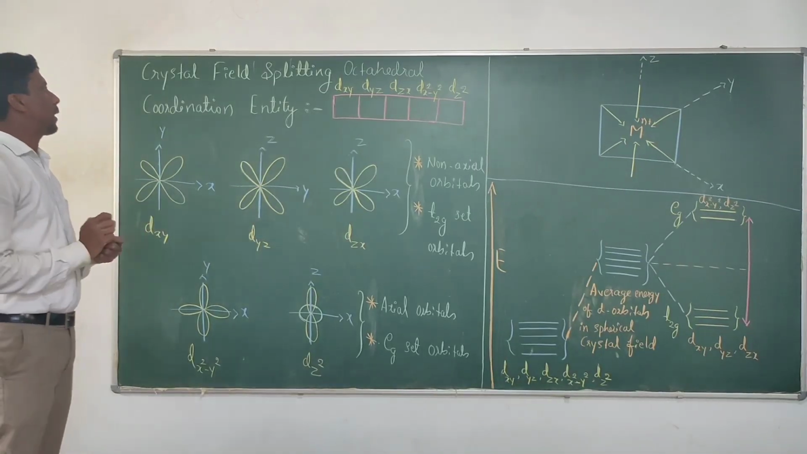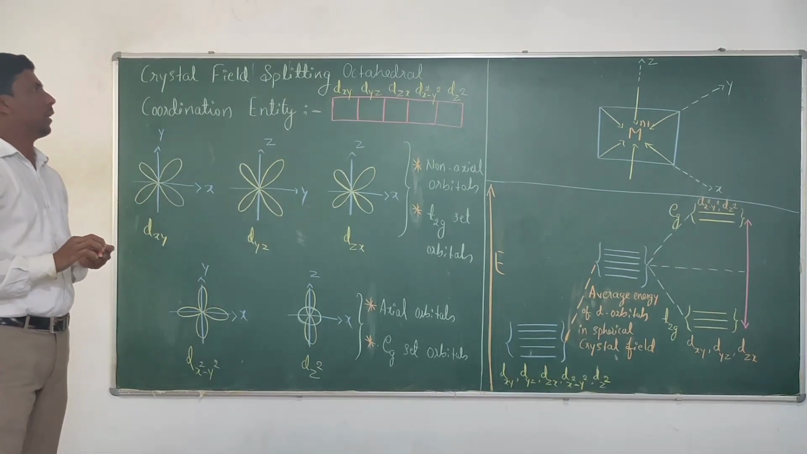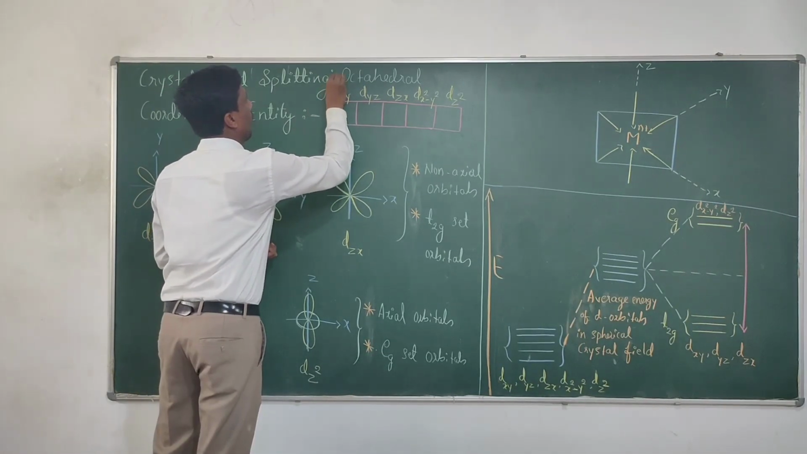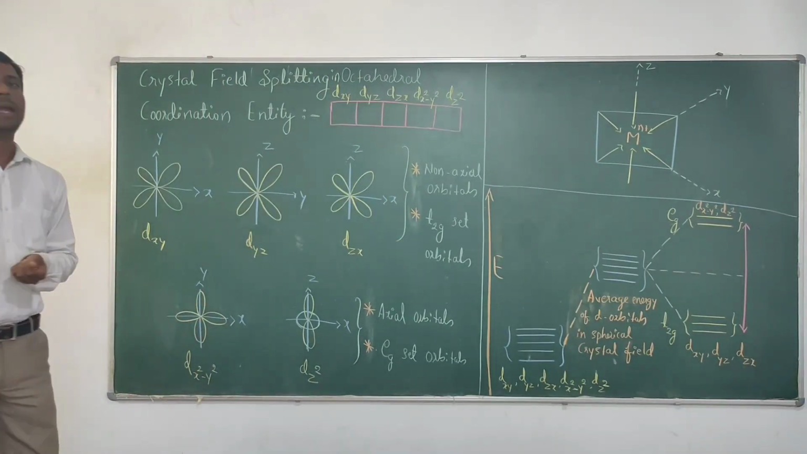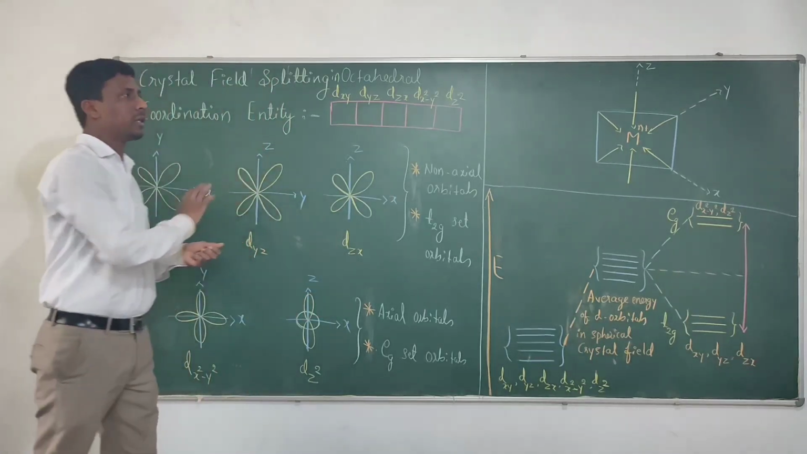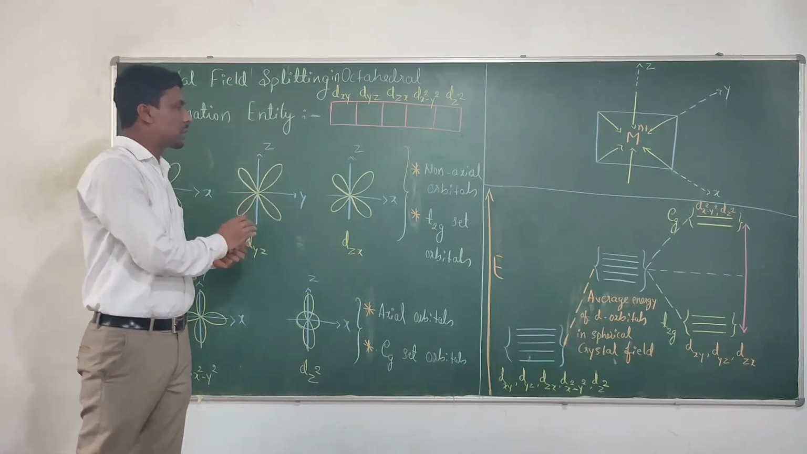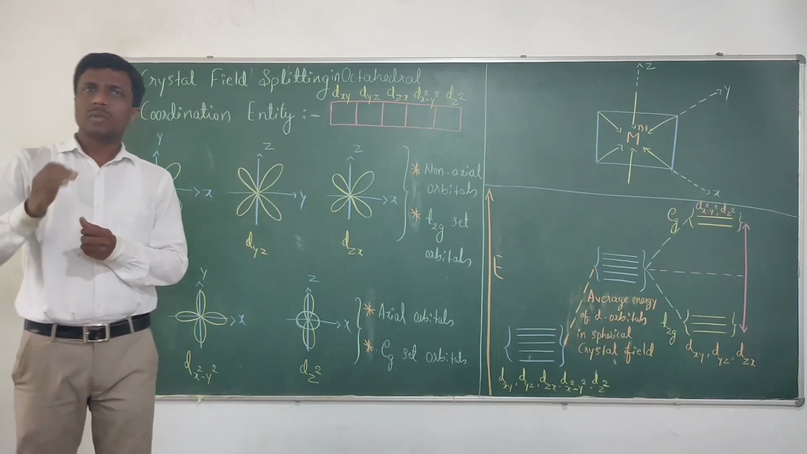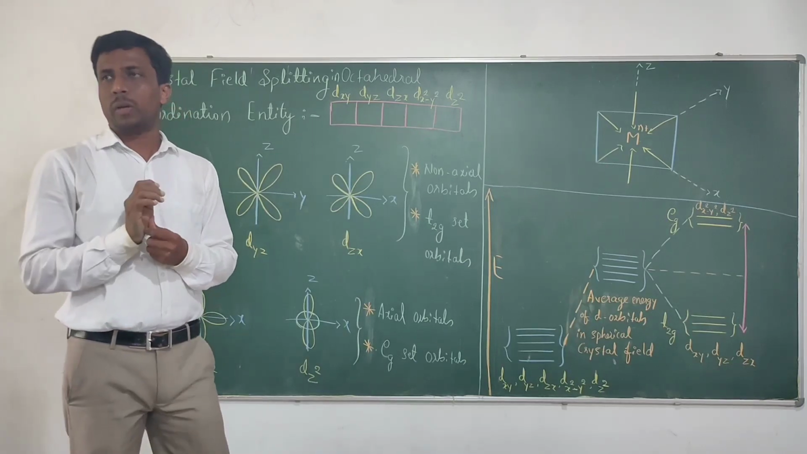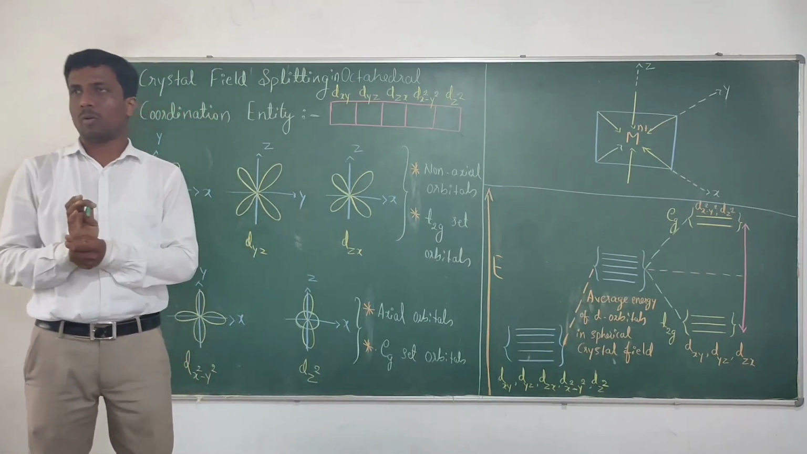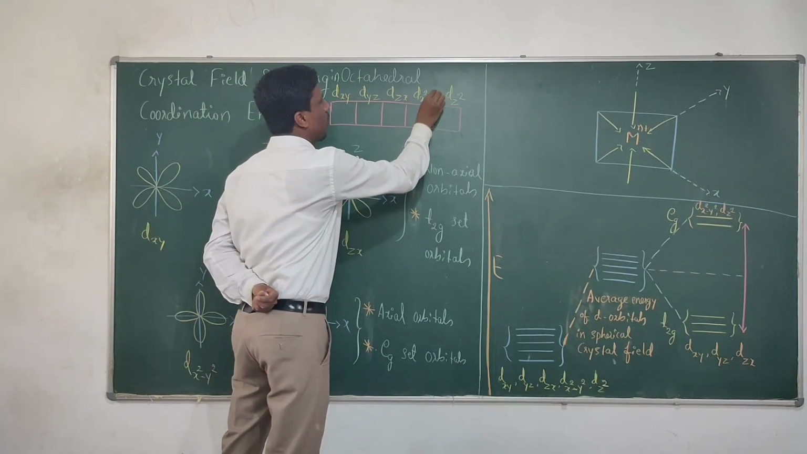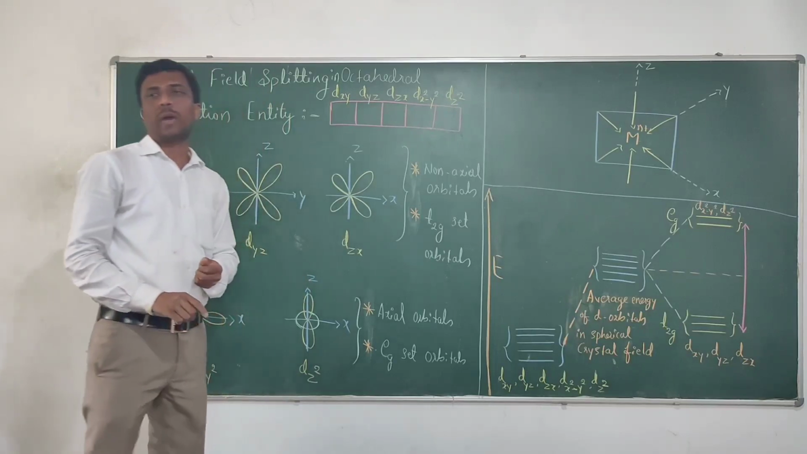Okay students, let us discuss crystal field splitting in octahedral coordination entity. Before going to the exact discussion regarding this concept, let us discuss some basic points regarding the d orbitals. There are 5 d orbitals. You already know about those 5 d orbitals. Which are those? dxy, dyz, dzx, dx square minus y square, and dz square.